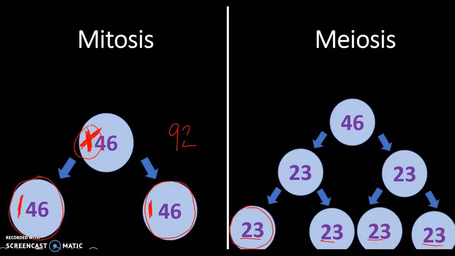Now, if we get a sperm and an egg with 23 chromosomes each, when they fuse together, that would give us one cell with 46. So in meiosis, we have to end up with our gametes having 23 chromosomes each.